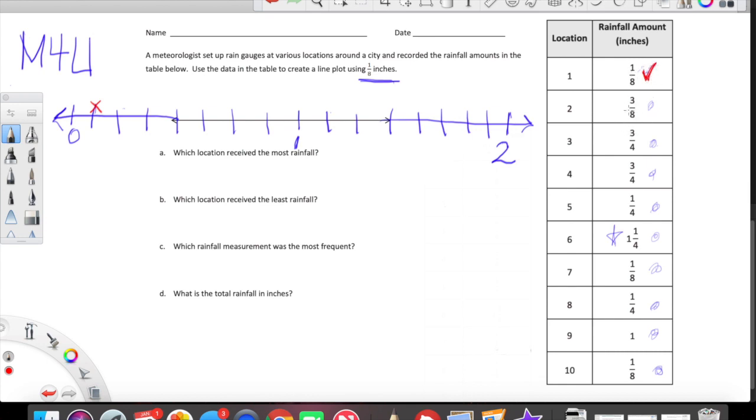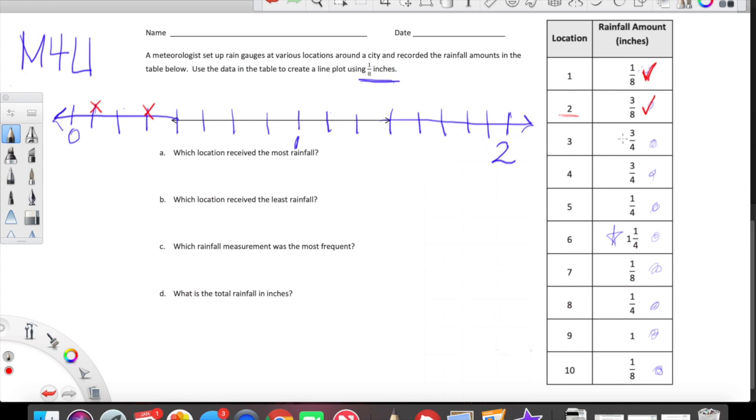Okay, so now our next rainfall amount that was measured is 3/8. So now I'm going to look at, so I have 1, 2, 3. I'm going to put an X above 3/8 because that was the measurement for the second location. Now let's look at the third location.